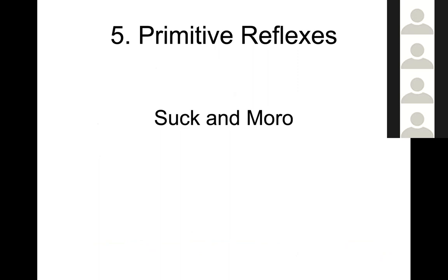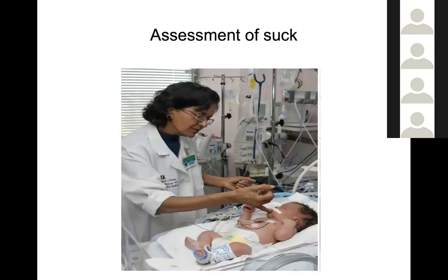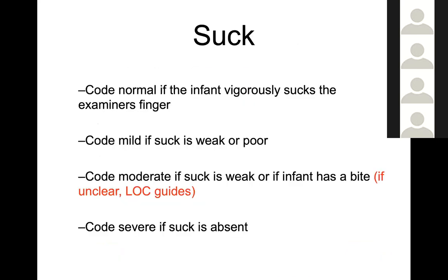So under primitive reflexes, we have two things. One is suck and the other is moro. And again, you need to put a gloved finger or a clean finger to assess the suck. If the baby is sucking vigorously, you code that as normal. If the suck is weak or poor, you score as mild. If the suck is weak, but the baby has an abnormal bite. So if you just keep the finger in for a minute or so, you might think the suck is absent, but then you suddenly get a bite. And that's an abnormal sign. And often we see that in babies with moderate encephalopathy. Again, if you've got a confusion about that, then you look at the level of sensorium and then code whichever is the higher one. In babies with severe encephalopathy, suck will be absent.